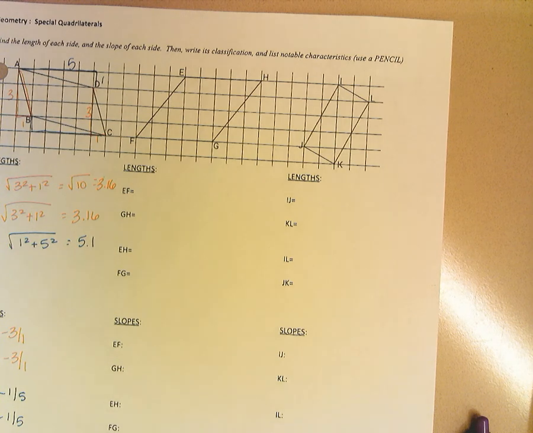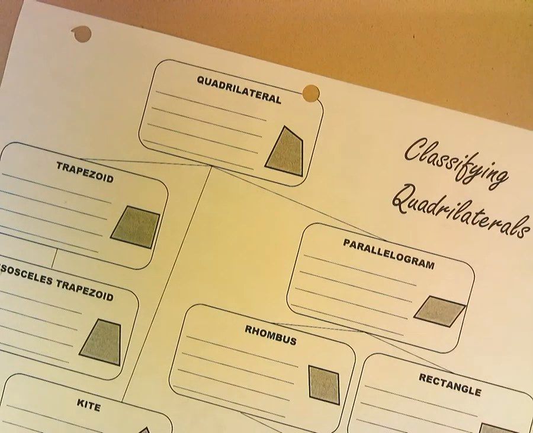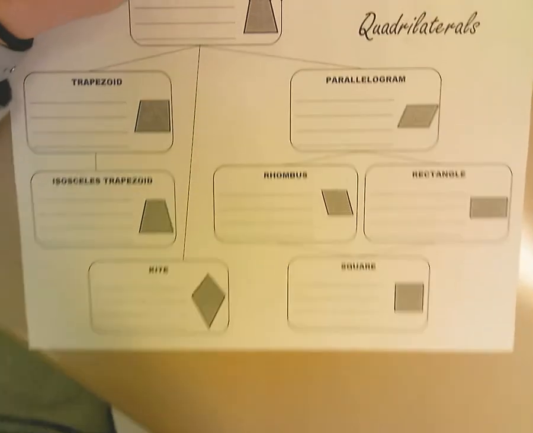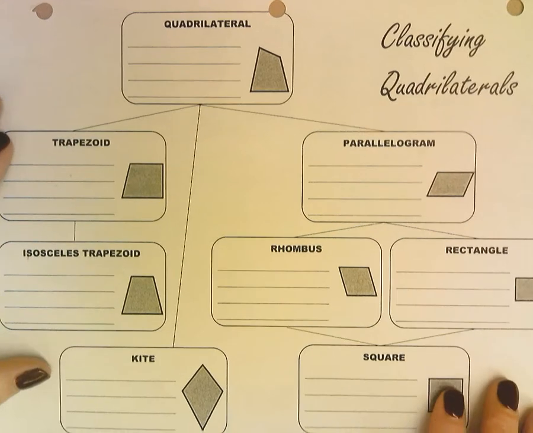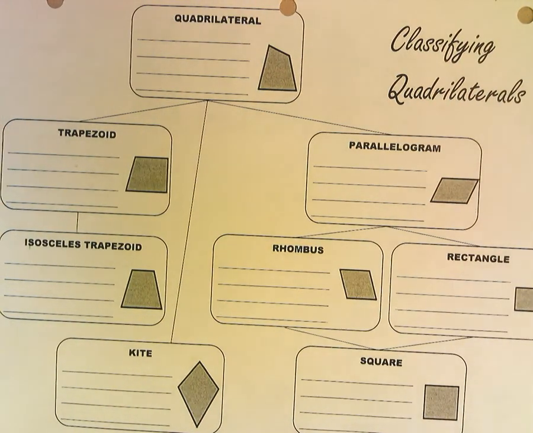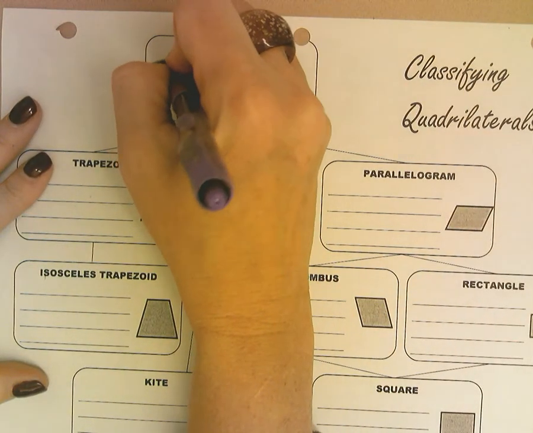All right, the next thing we're doing is we're filling out this graphic organizer, classifying quadrilaterals. Okay. So this helps us understand how all these things fit together. Everything on here is a quadrilateral. So everything on here has 4 sides, and that's the definition of a quadrilateral, that it's a polygon with 4 sides.